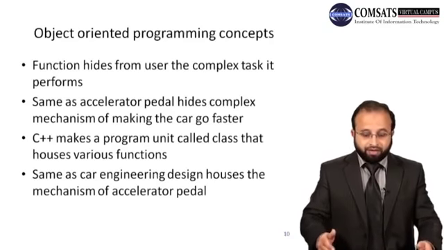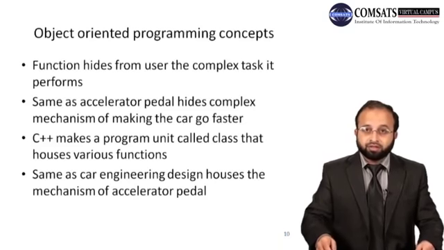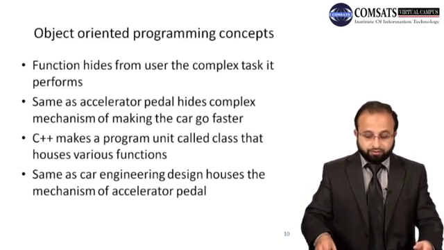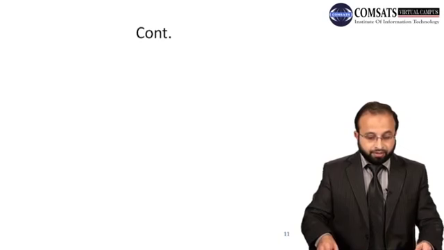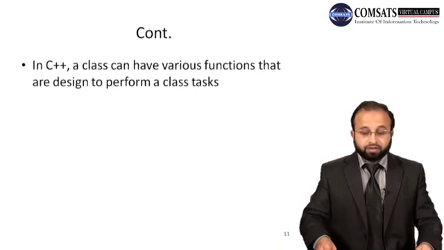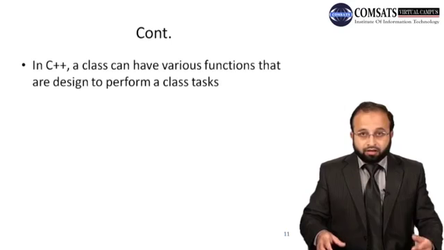So C++ makes a program unit called a class. There's a class inside a C++ program that houses various functions. This means we can have one or more functions within a class that show the capabilities of that class, right? We will see the details of these things in the next few slides. In C++, a class can have various functions designed to perform a class task. The functions exhibit the tasks a class should perform.